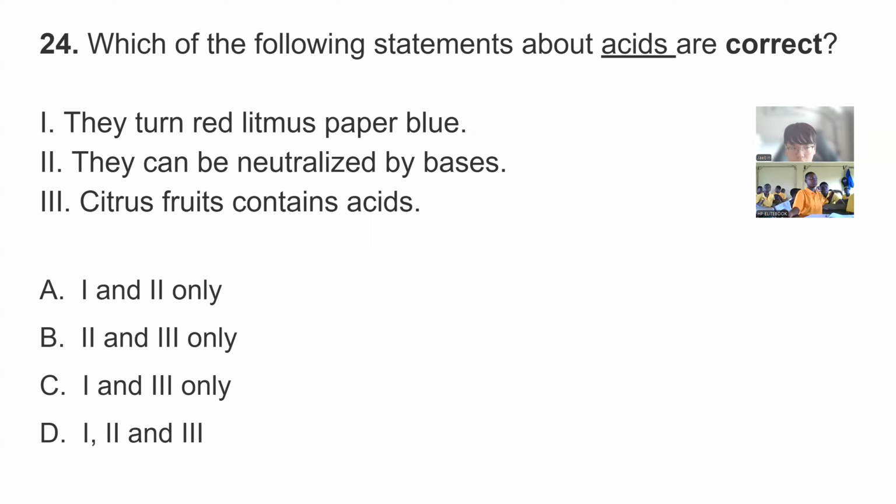C. C. It's not C, it's B, because that is right. Acids actually turn blue litmus paper red. Red litmus paper turning blue is for bases. For acids, they turn blue litmus paper to red. That is right. The answer is B. The second one is correct.